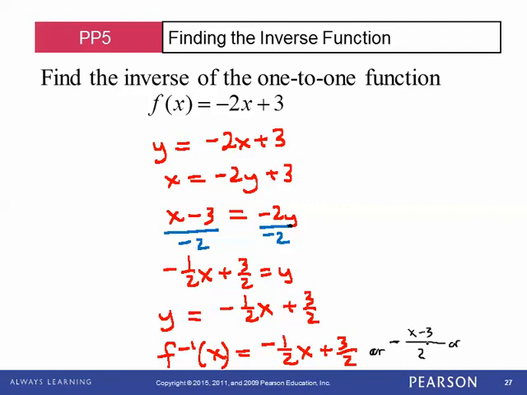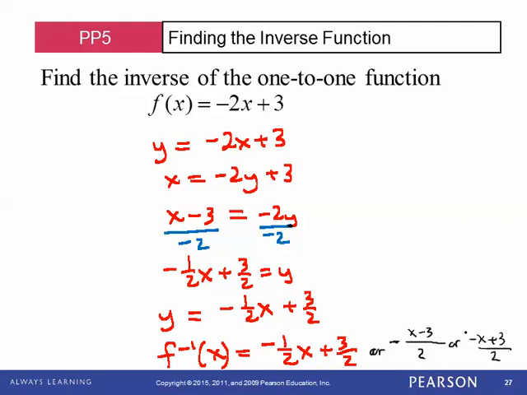Or the more common one, you probably have to put the negative on top. But if you put the negative on top, notice the x becomes negative, but the 3 becomes positive. Cool. So any one of those would have been just fine.